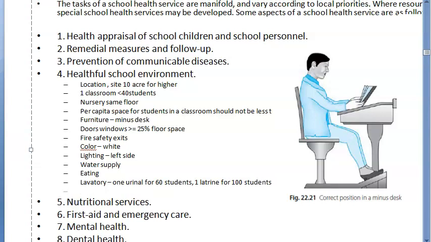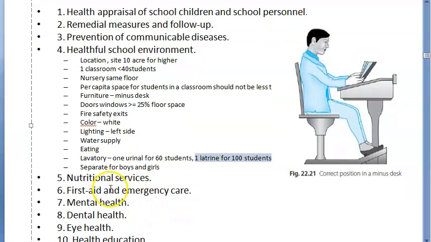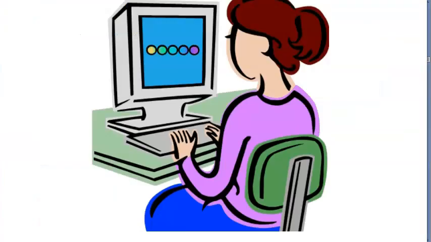Arrangements should be separate for boys and girls. I would totally disagree with one latrine for 100 students. This is not at all sufficient. What do you think? There should be more toilets, I feel. Then we'll move on. How many floors are there? Every floor will have a toilet.